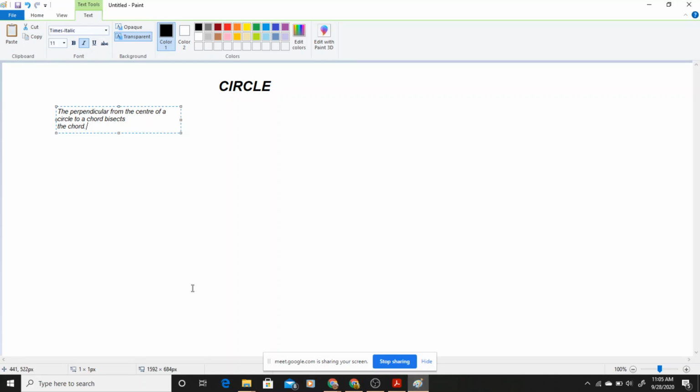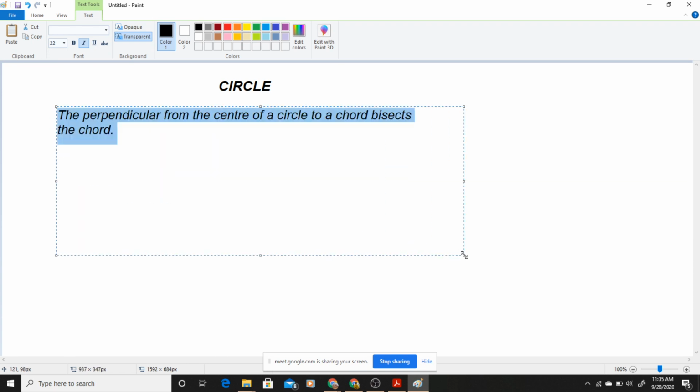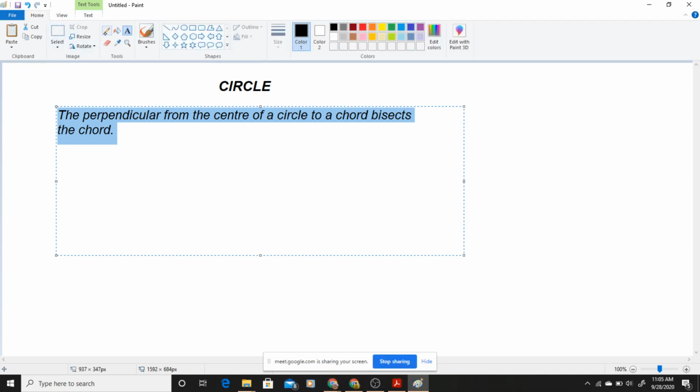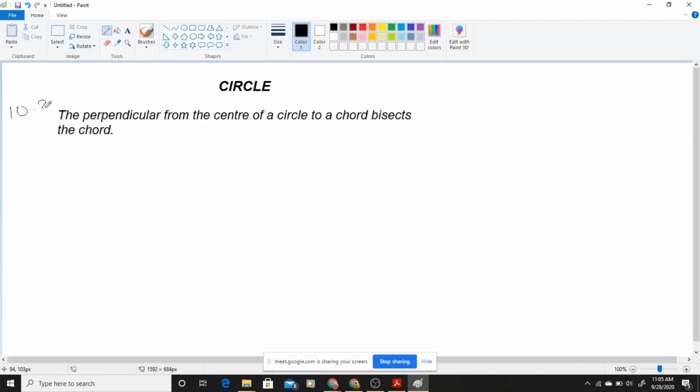So in this class we will be discussing some theorems, starting with theorem number 10.3, that is this one. I'll just increase the size so you will be able to see. The perpendicular from the center, okay, this is the theorem we are having. The perpendicular from the center of a circle to a chord bisects the chord. This is our theorem, theorem 10.3.